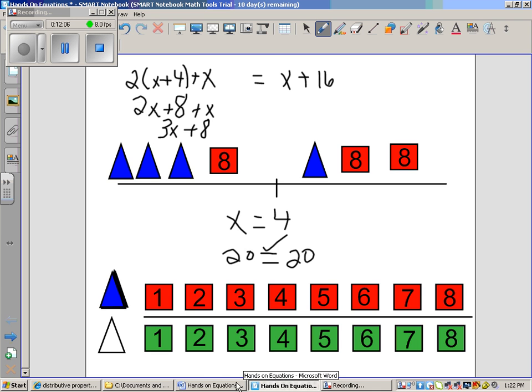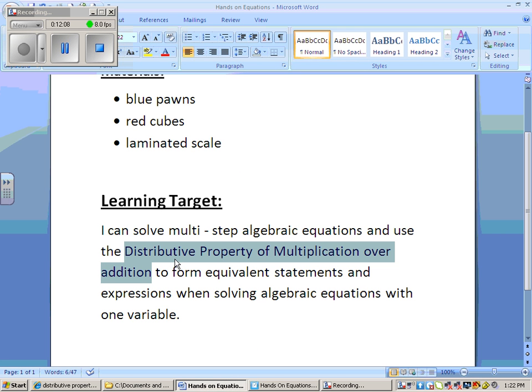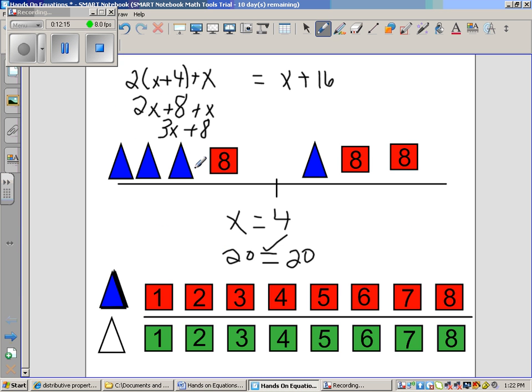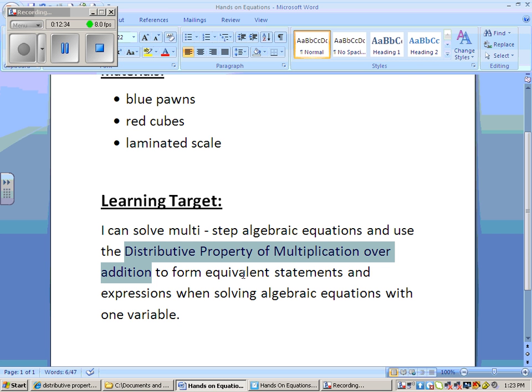So that is lesson 6. And today you learned that you can use distributive property of multiplication over addition to form equations that are equivalent. So 3x plus 8 is actually equivalent to this first equation that I gave you. You can write them 2 times x plus 4 plus x equals 3x plus 8. Those are equivalent statements and expressions.